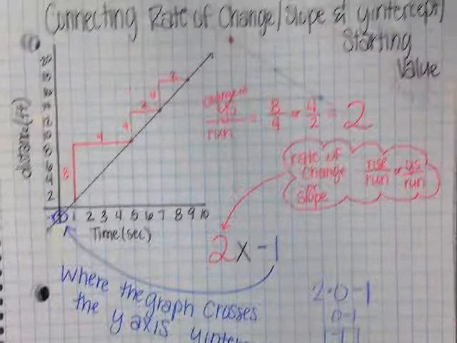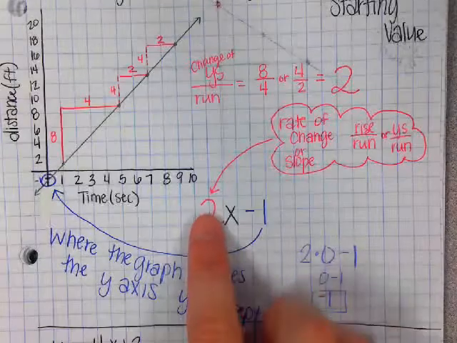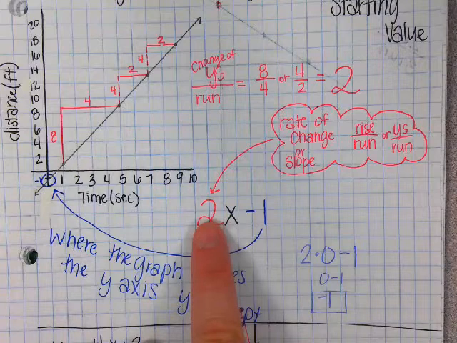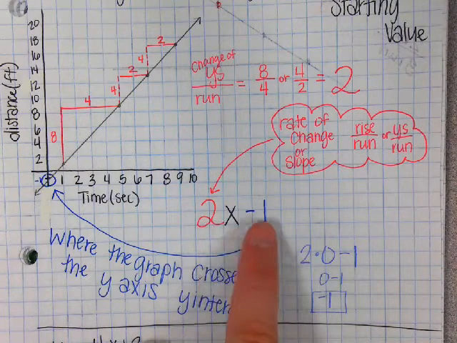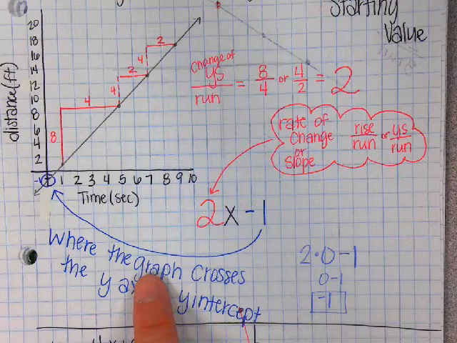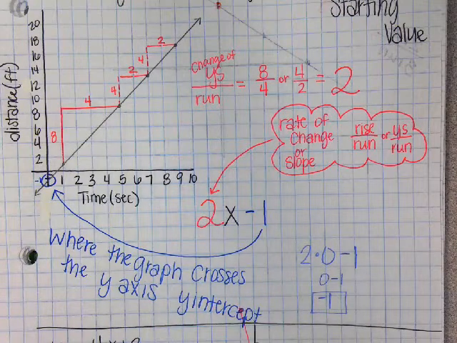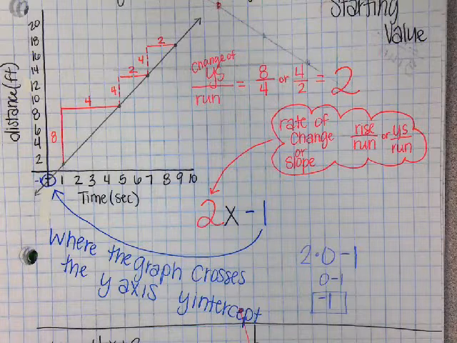Okay, so that is connecting the rate of change to the y-intercept. Remember, in the equation, the number multiplying times x is always your rate of change or slope. And then the number adding or subtracting at the end is where it crosses the y-axis or the starting value.